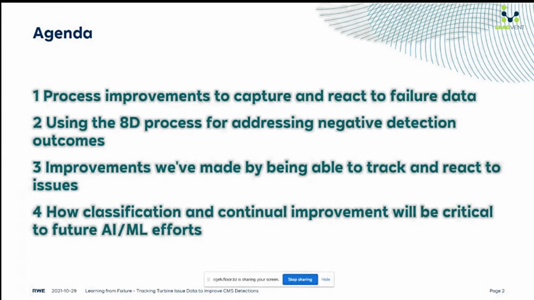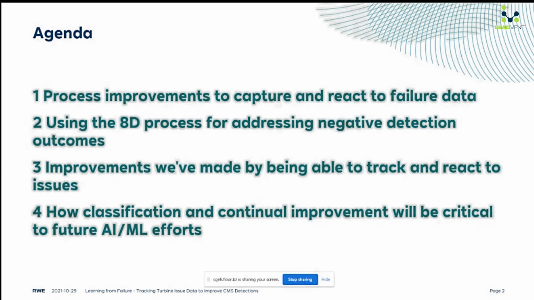To that end, first we'll discuss some process improvements that we've used to capture and react to failure data. And by failure, I mean the failure to correctly predict turbine drivetrain issues. Second, I'll walk through using an 8D process, which is a type of root cause analysis process for addressing negative detection outcomes. Third, I'll highlight some examples of improvements we've been able to make by tracking and reacting to these detection issues. And finally, I'll touch on how classification and this continual improvement environment will be critical to future AI and machine learning efforts.